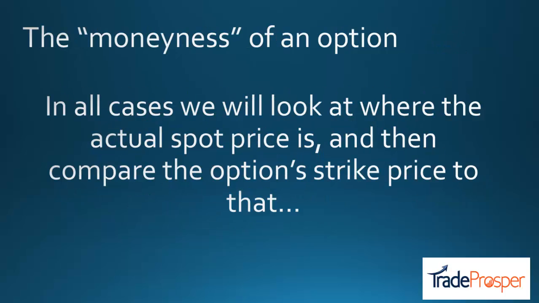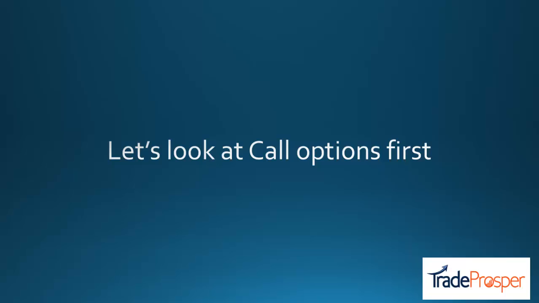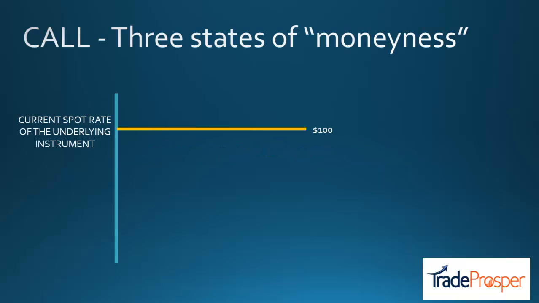So let's have a look at this. In all cases, whether we look at this at inception or during the life of the trade, we will reference the actual underlying price rate. In other words, if you have an option on a share, what is the current share price? And then we will compare that share price to where our option strike rate is. Let's look at a call option first. There are three states of moneyness that we're going to reference.